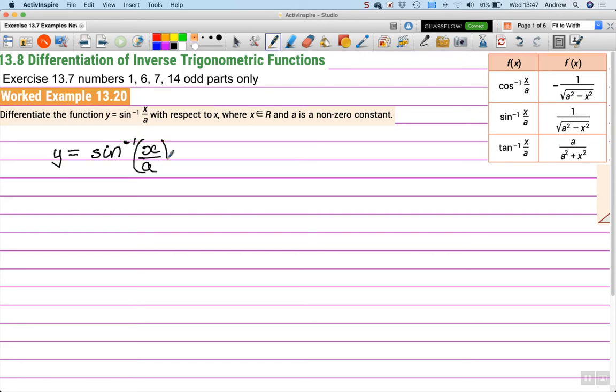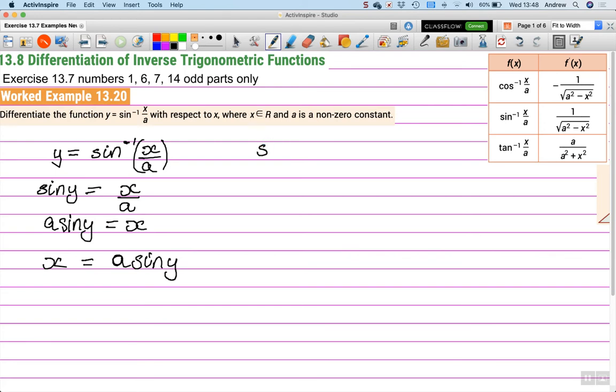So what we are going to do is a little trick. We're going to do sine on both sides. If I do the sine on the left, I'm going to get sine of y. And if I do the sine on the right, I'm just going to end up with x over a. I'm then going to multiply both sides by a, and I'm going to get a sine y is equal to x. So therefore I'm now going to write down here that x is equal to a sine y. Now I know I can differentiate sine function.